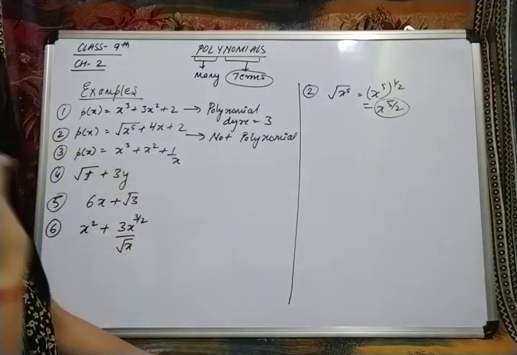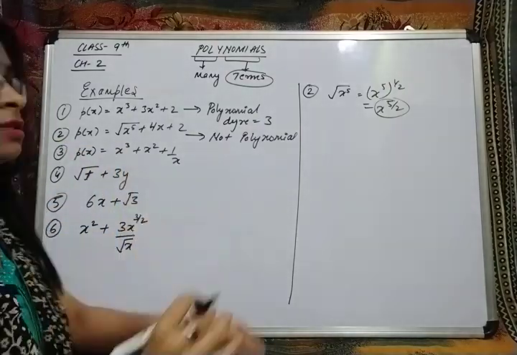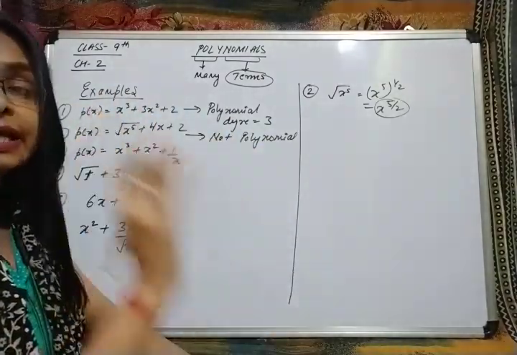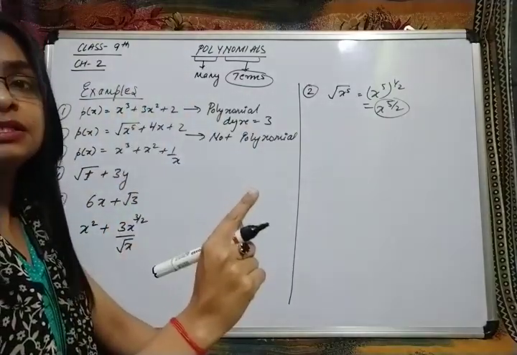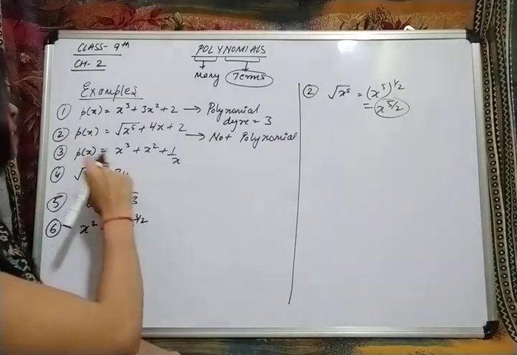What are we checking? We are checking just two things. The first thing, polynomials in one variable. The variable should be one only, either x, or y, or z. Secondly, the power of the variables should be a whole number. Now see the third one.